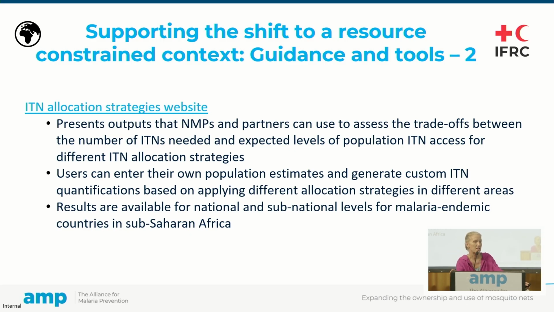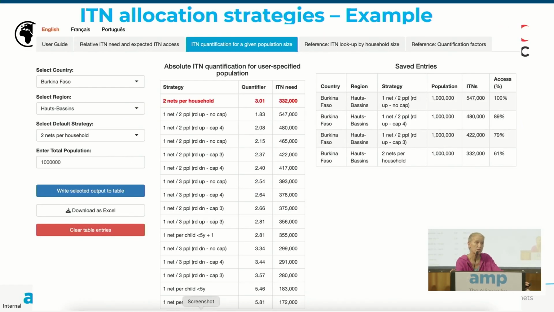This is the ITN Allocation Strategies website. This gives you some ideas of what you can do and what it's going to mean in terms of what you can achieve. See if the slide goes. Yep. This is fake numbers, okay, so it's not real. I use Burkina. I know you don't have 1 million people in Haut-Bassin. But what I wanted to show you is on the right-hand side, you can save your entries.